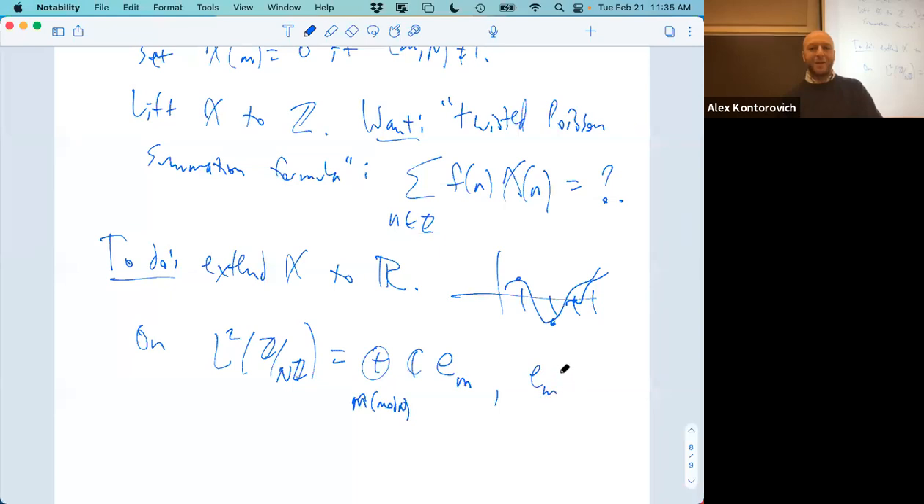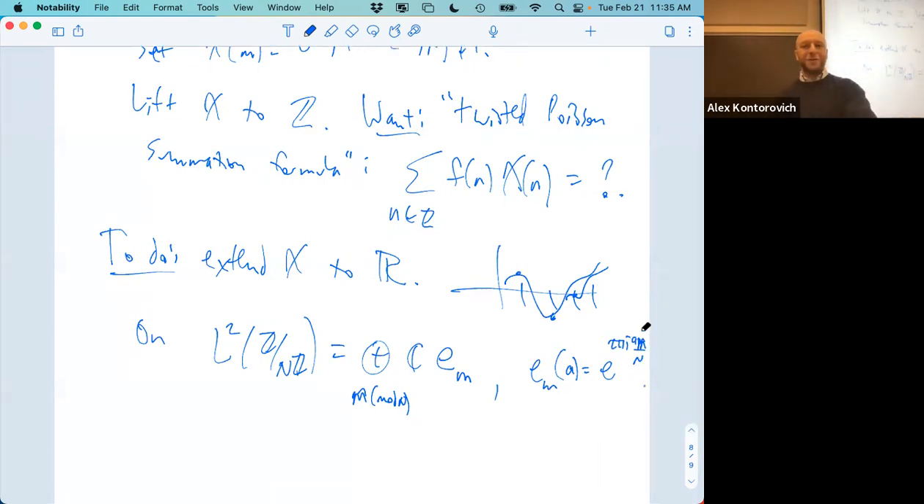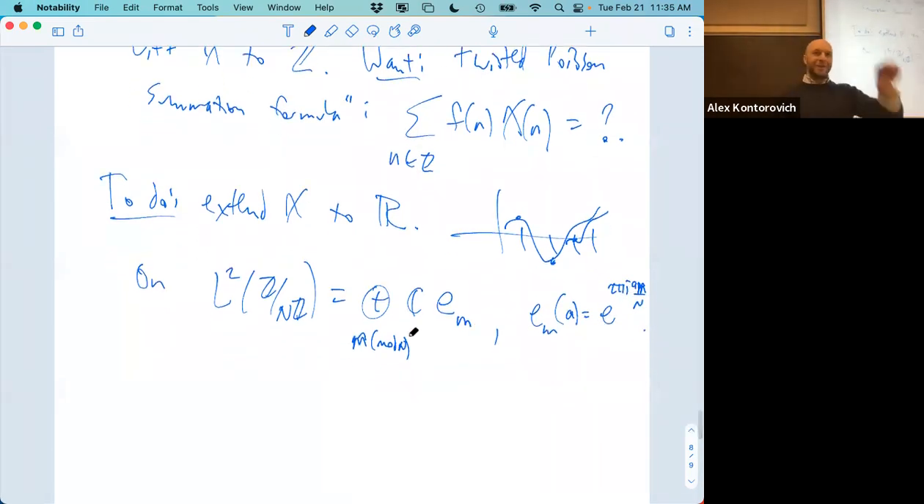where E sub M of A is E to the 2 pi I AM over N. Now I'm saying something completely trivial, that the nth roots of unity give you characters on the additive group mod N. Right? This is just a finite dimensional space.